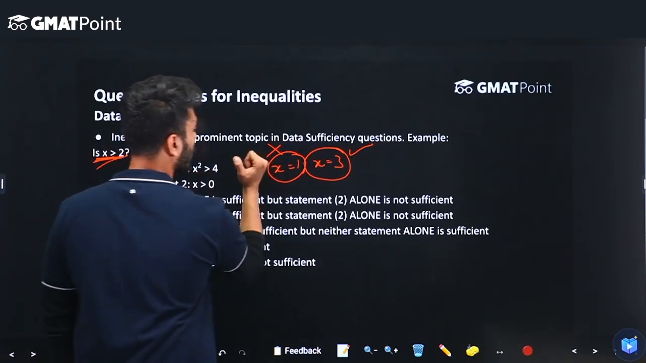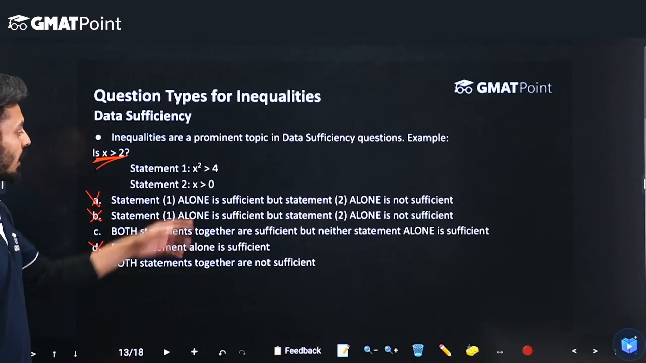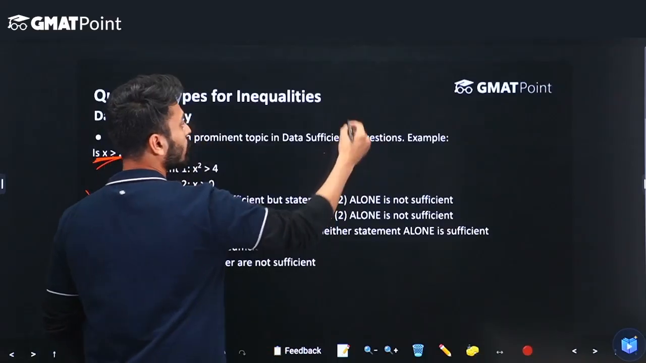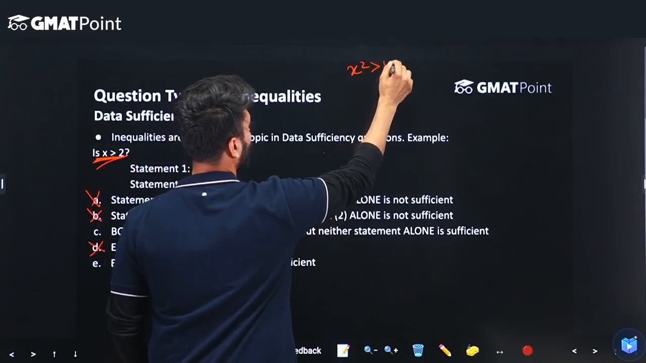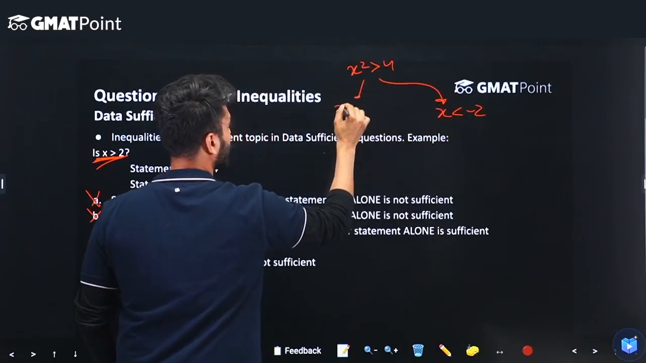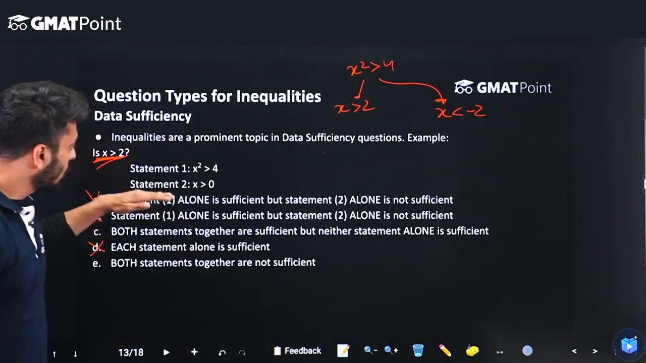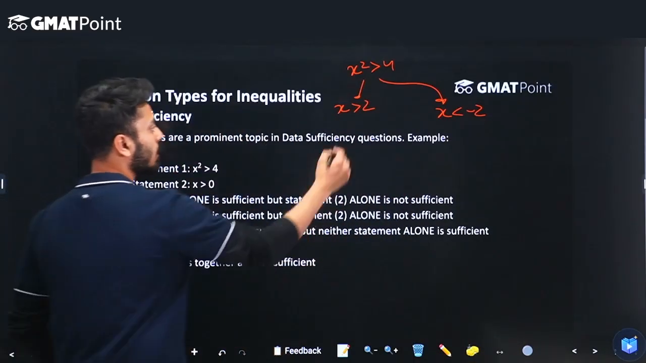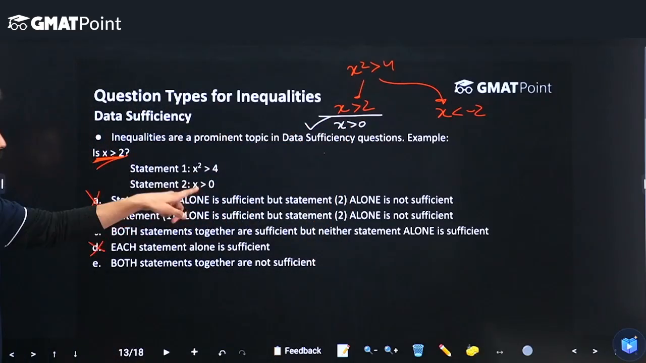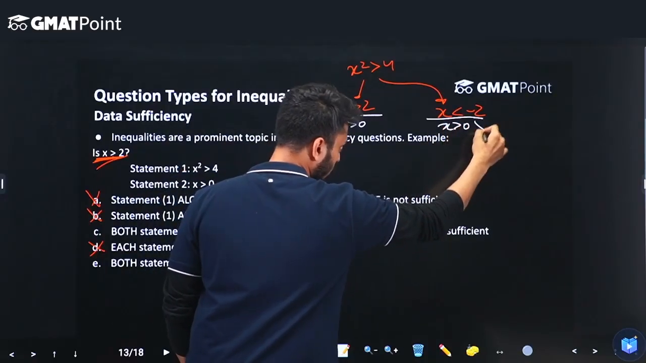The option I am left with now is whether or not the two statements together provide me with enough information. So let's see if the two statements together do or do not provide us with that information. I remember in x squared greater than 4, we had the two cases, x less than minus 2 and x greater than 2, right? Now, if I was to introduce statement 2 into this, I can see that this satisfies x greater than 0. This satisfies the inequality in statement 2, but this does not. X greater than 0 is not satisfied here.